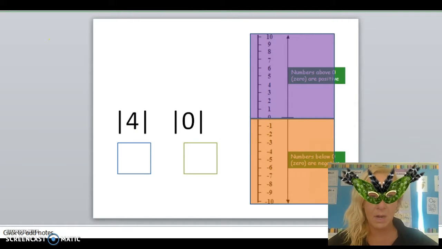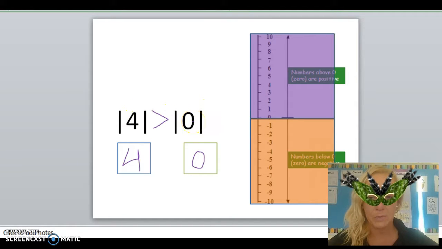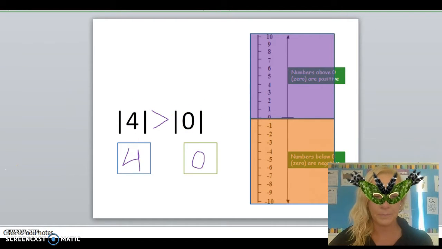In this case here, the absolute value of 4 is 4. The absolute value of 0 is 0. 4 is greater than 0. Therefore, the absolute value of 4 is greater than the absolute value of 0.